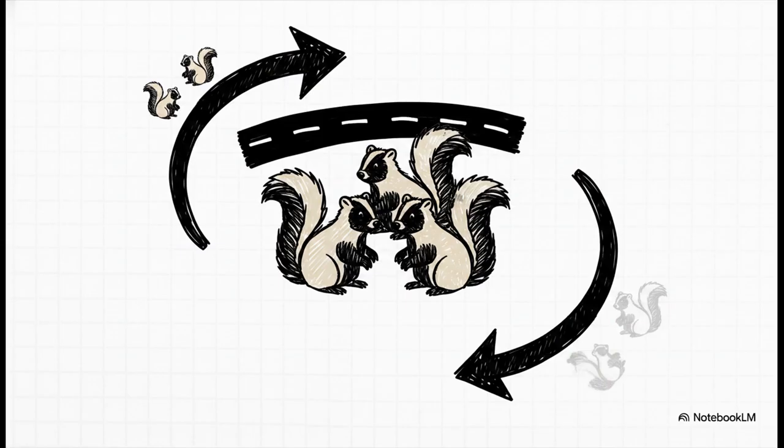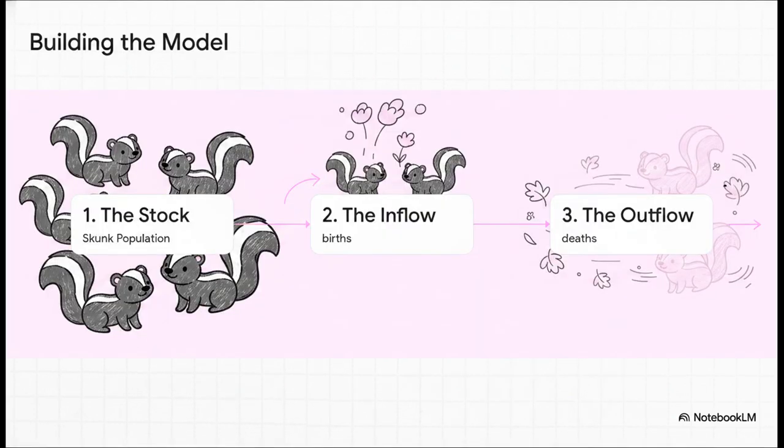And every single year, 100 new skunks are born. That's our inflow. At the same time, 120 die, which is our outflow. For now, we'll keep it simple and say these numbers are constant, which makes it a really straightforward model to build.